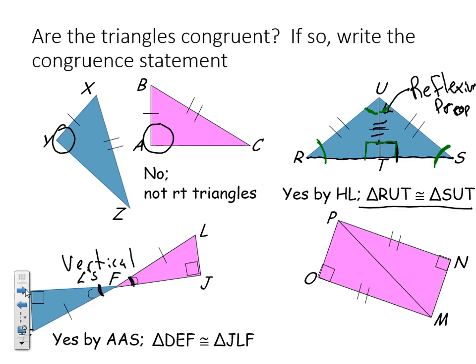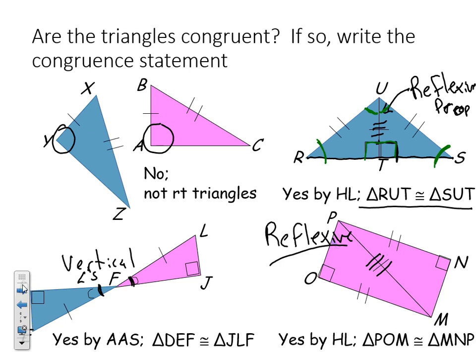All right, last one for this page. If we look at this one, we have a right angle, so HL is a possibility. We have a leg, and then we know that this one right here is congruent because of the reflexive property. Make sure we write that every time we use it. So we're going to use HL on this one. Triangle POM is congruent to triangle MNP.